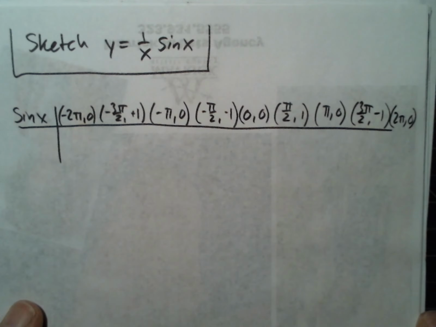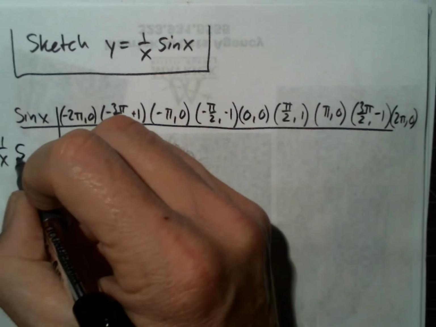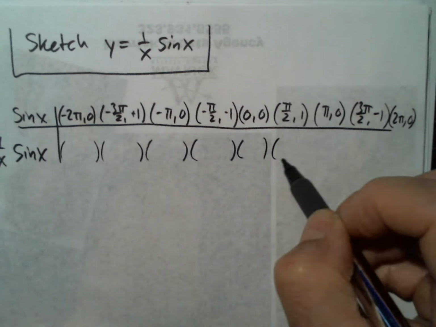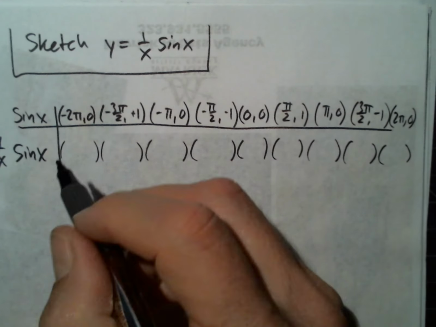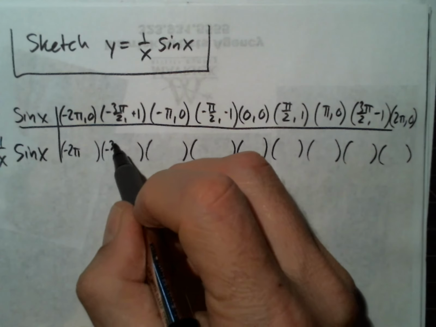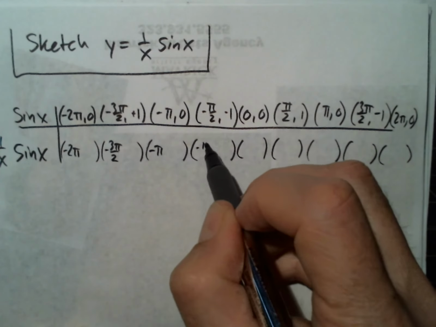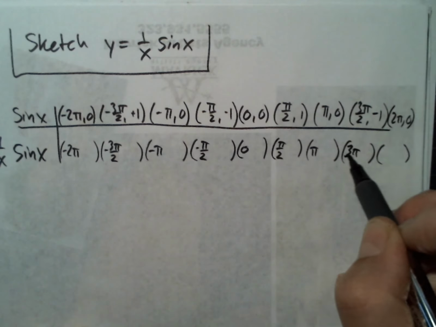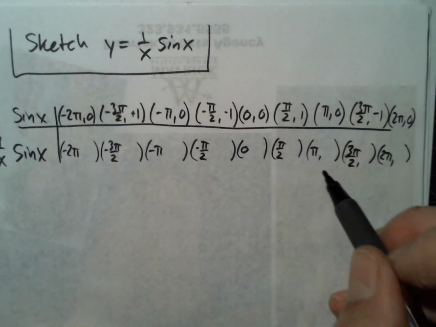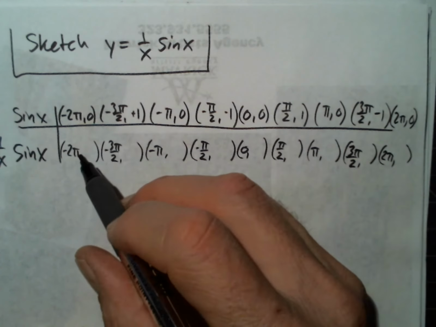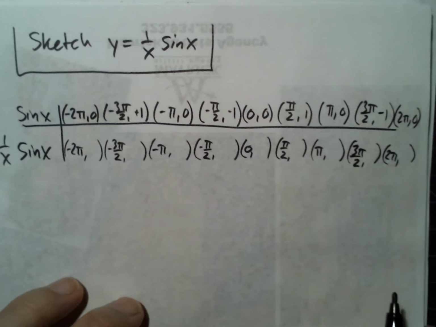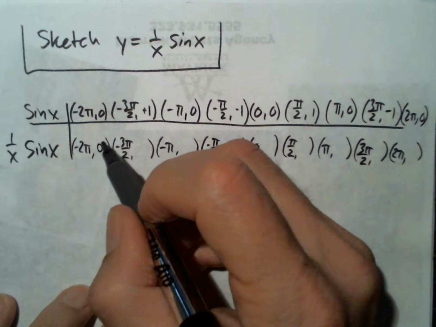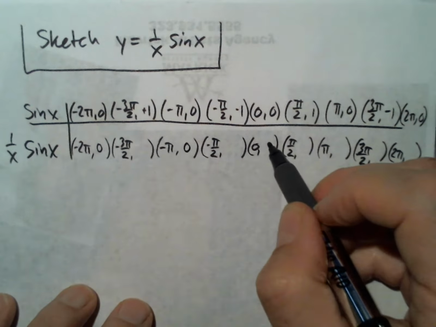We have to multiply all the y values by 1 over the x value. 1 over x times the y value. And so we're going to go 0 times 1 over negative 2 pi, and that's 0. So every time we have a 0 for the y, we'll still have a 0.